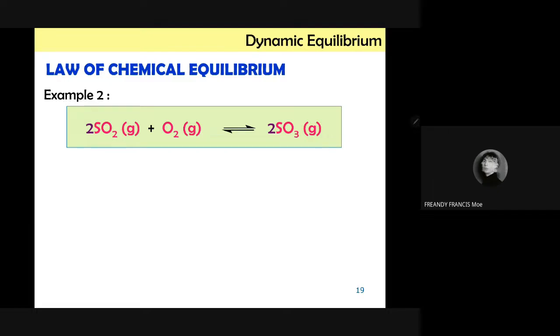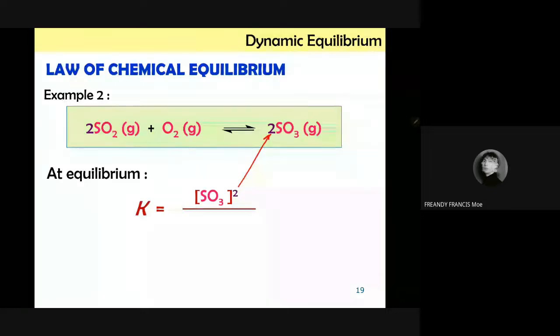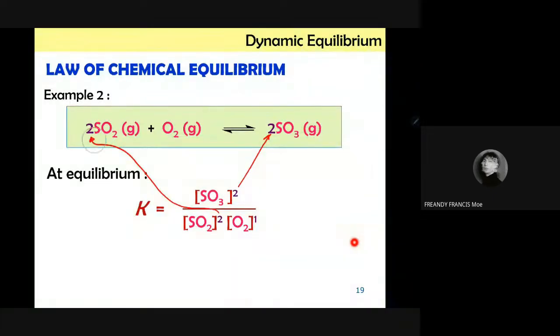So here is an example 2. Kita ada tindak balas antara sulfur dioxide with oxygen to produce sulfur trioxide. At equilibrium, K dia akan sama dengan concentration of SO3 to the power of 2. Nampak ni? Okay. Divide by concentration of reactant iaitu SO2 to the power of 2. Okay. Multiplied by O2 to the power of 1. So ini adalah equilibrium constant dia, iaitu K.